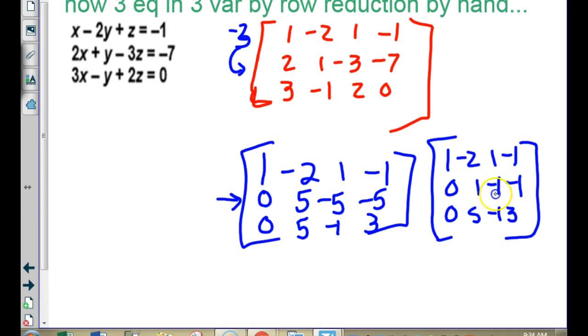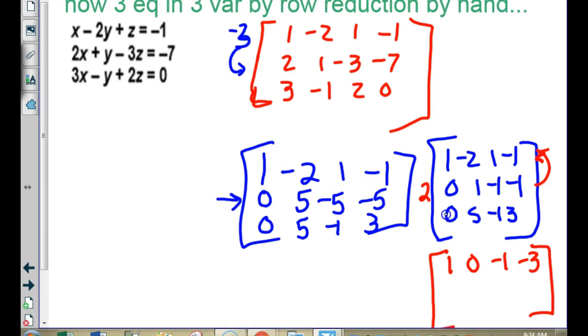Okay? The next thing I'm going to do is multiply this middle row by a 2 and add it to the top row. So 2 times 0 added to 1 is still 1. 2 times 1 is 2. Added to negative 2 is 2 times negative 1 is negative 2. Added to 1 is 2 times negative 1 is negative 2. Added to negative 1 is negative 3.